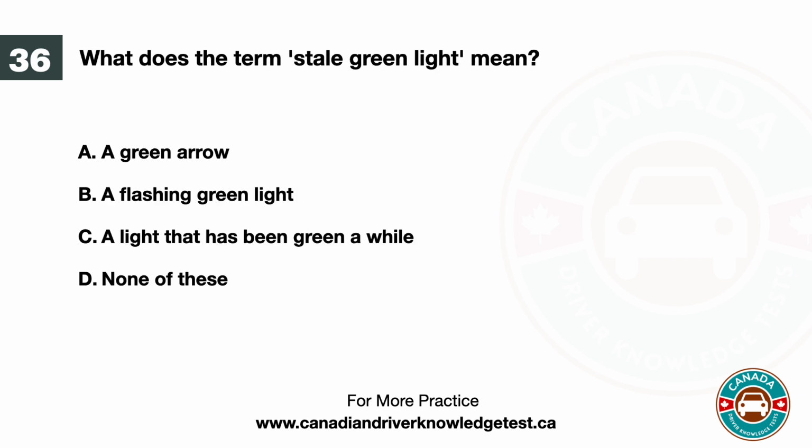Question 36. What does the term stale green light mean? A. A green arrow. B. A flashing green light. C. A light that has been green a while. D. None of these. The answer is C. A light that has been green a while.